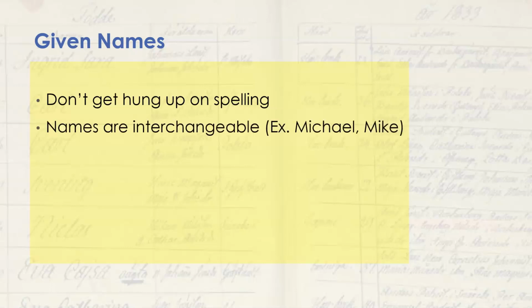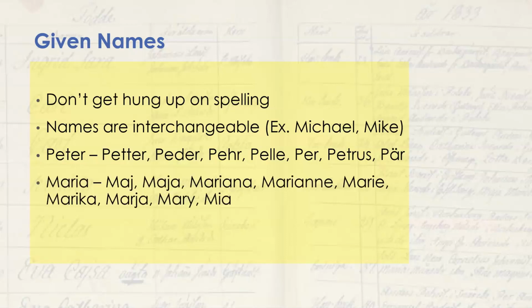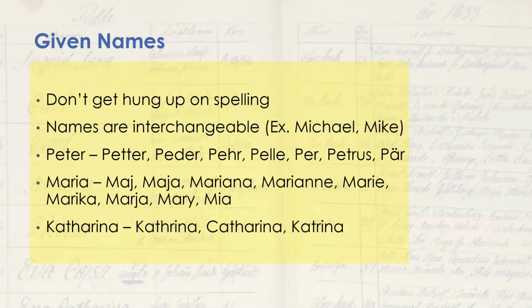Another thing to understand is that names are interchangeable, such as Michael and Mike. If someone's name was Johan, you might see it written as Jan in another record. Many Swedish names can be written several different ways. For instance, you might see Peter written these ways, Maria can be written these ways, and Katharina these. And they will be interchangeable from record to record, and you'll see it all the time.